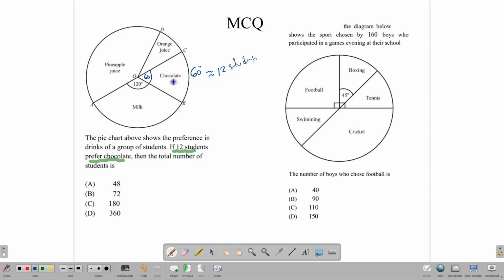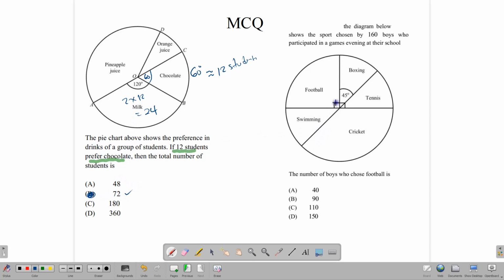So that would mean that if 60 degrees represent 12 students and 120 degrees, which is 2 times 60, would be 2 times 12 students, which would be 24 students. And that would mean now that the entire half of this circle would be 24 plus 12, that's 36. So half of the circle represents 36 students. So the whole diagram then would represent 72. So that would be our answer, that the whole thing represents 72 students.